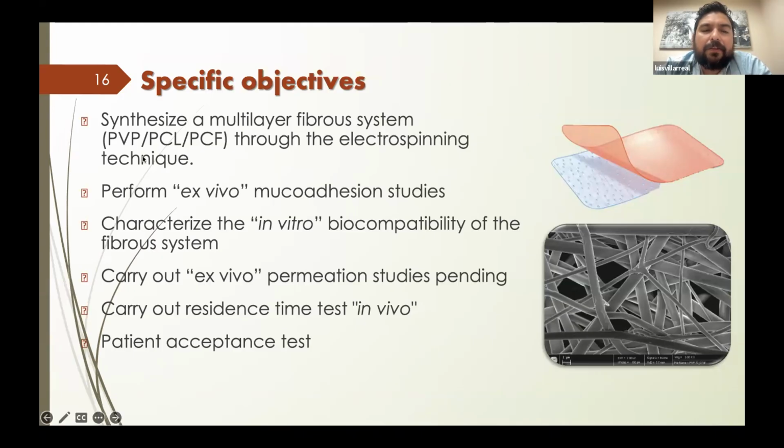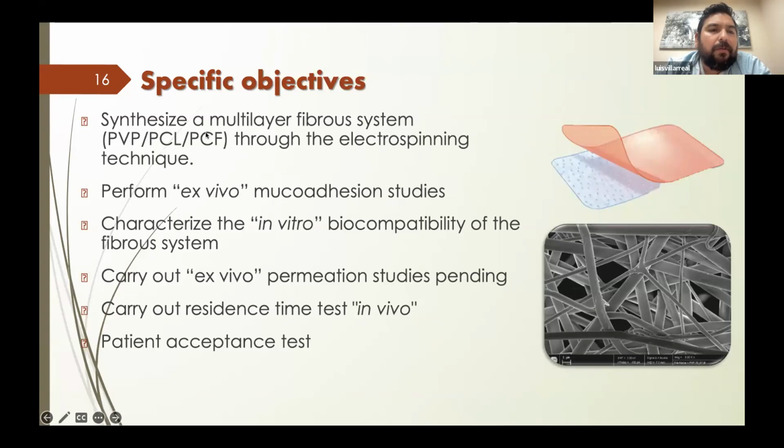The polycaprolactone serves as a mechanical scaffold and gives a rigid structure to the system, and you can manipulate the system by this polycaprolactone. And the polycarboxyl polymer has the mucoadhesive properties, so the patch can be attached to the tissue surface.